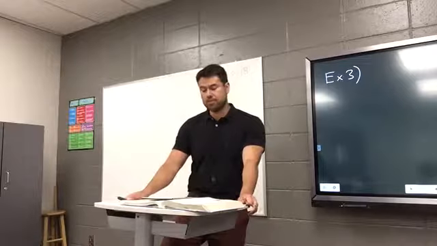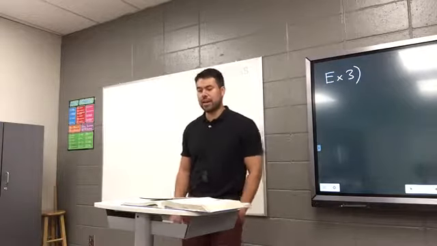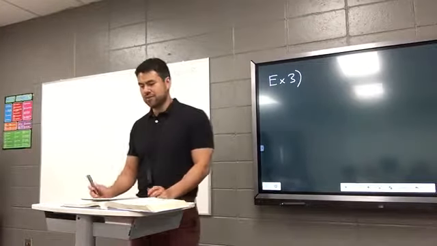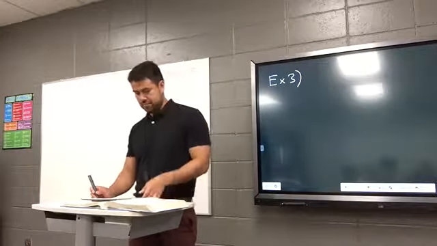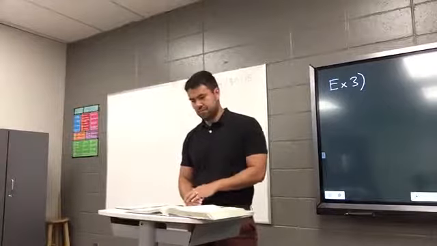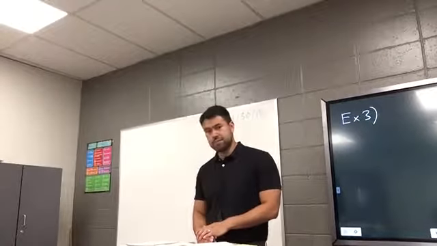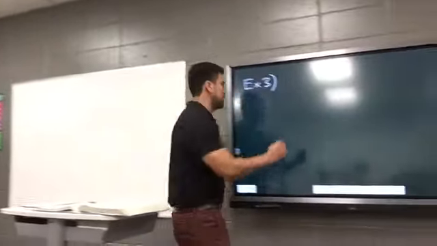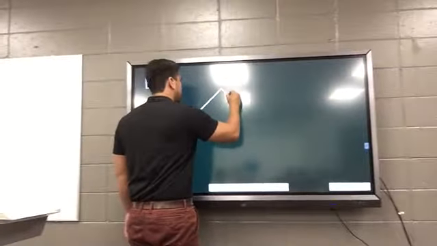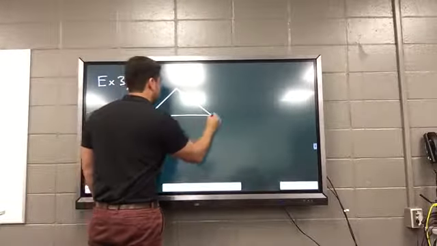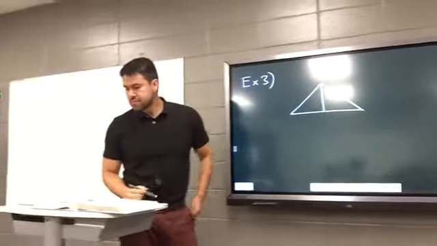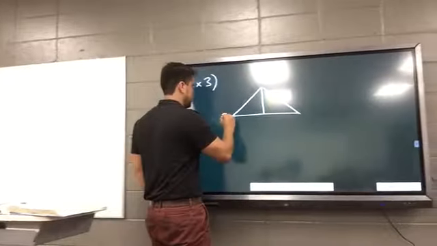Yes, ma'am. You want to read it? Okay, example number 3. The second word is trusses. Roof trusses allow a roof to withstand the stress of heavy loads. A roof truss for a particular building is made so that the angle on the left measures 35 degrees. The triangular sides of the truss are to be congruent as marked below.